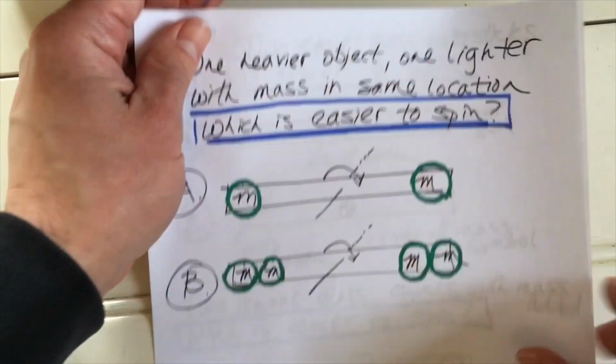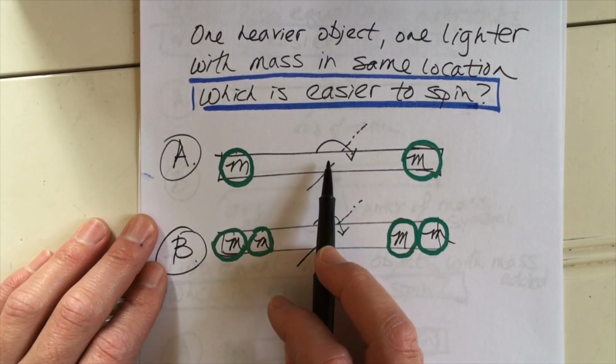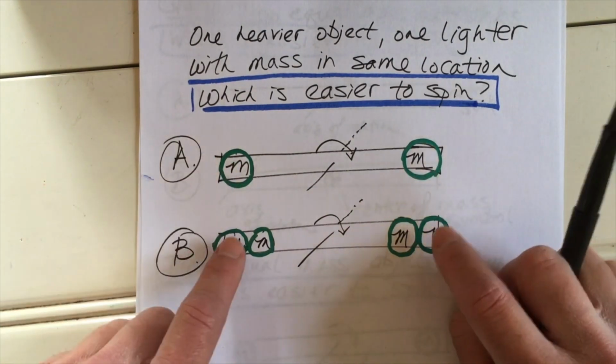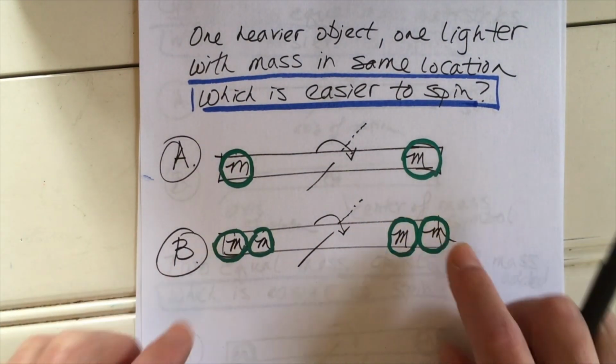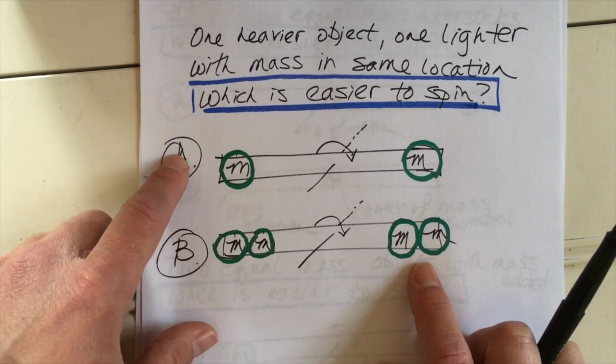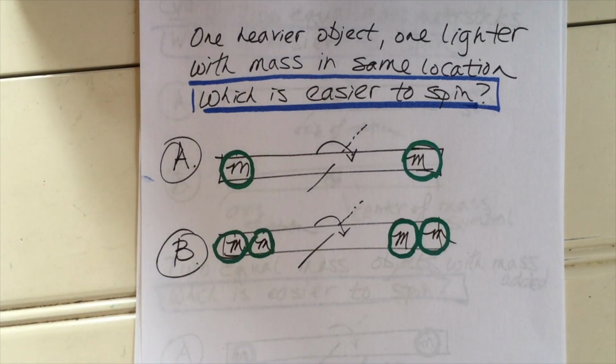And then we're going to do the same exact thing we did a second ago, but this time we are going to have one meter stick with just one mass at each end, and the next one with two masses at each end. So this meter stick will be heavier, meter stick B this time, than meter stick A because of the additional mass at each end. Which one will be easier to spin now?